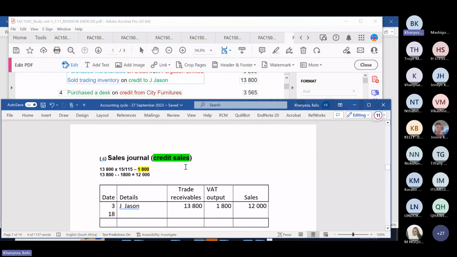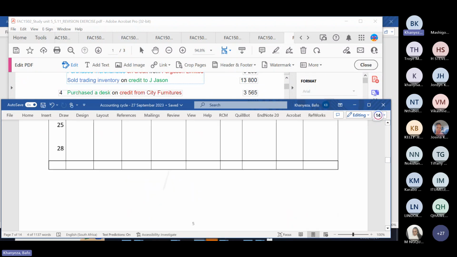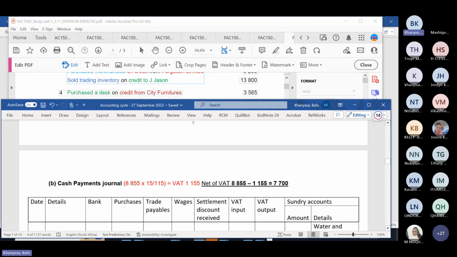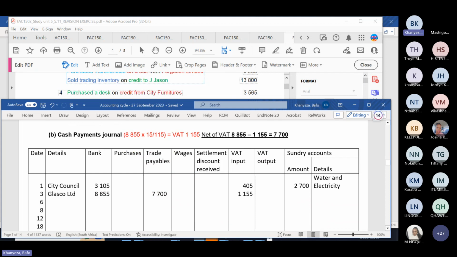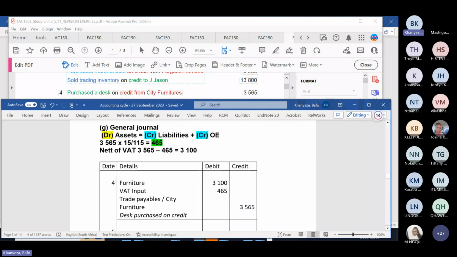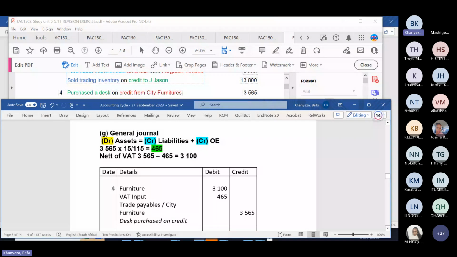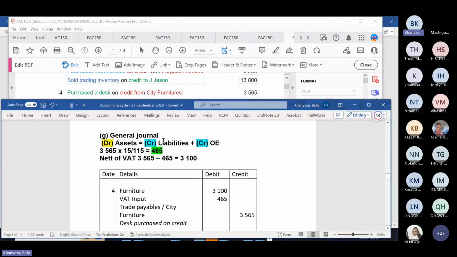So it's a spreadsheet for credit sales. Otherwise, we can't put it on a cash payment. It was not for cash, and it's not even a receipt, so we can't put it anywhere. This is a general journal, you see. The general journal is for non-routine credit transactions.